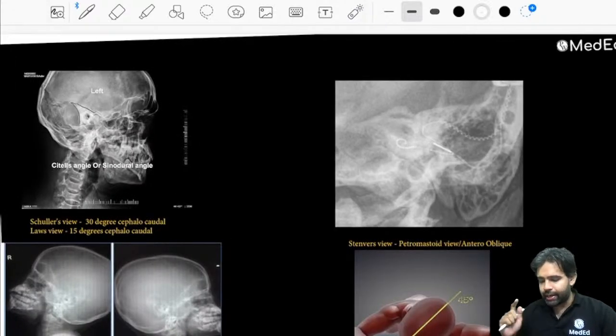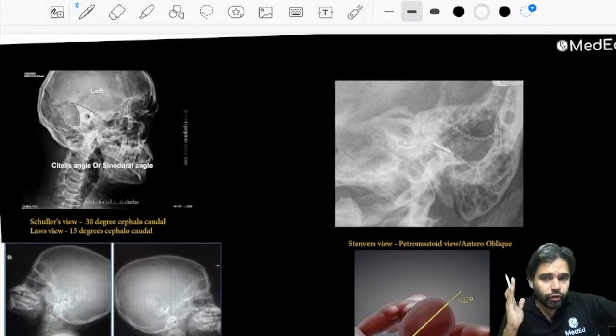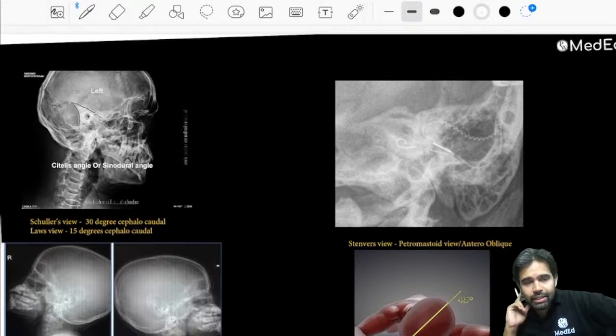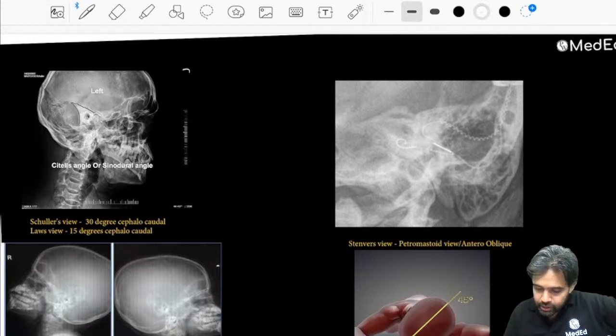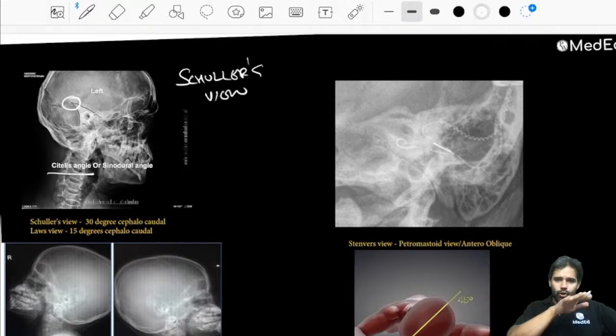All right, now some quick radiography. So for mastoiditis or mastoid disease, there are two views that we will see in the ear. One of them is the Schüller's view, which is the common view that we see. This is Schüller's view. And this angle that you can see is called the Citelli's angle. It is a sinodural angle.